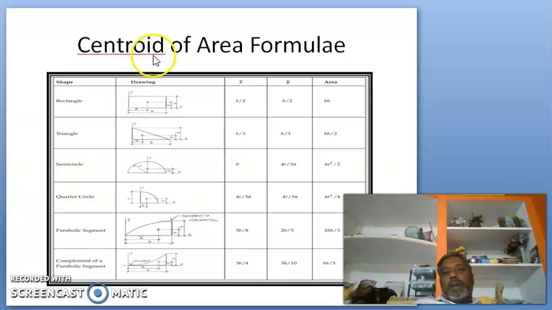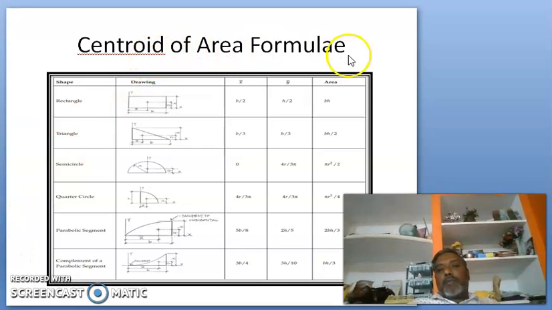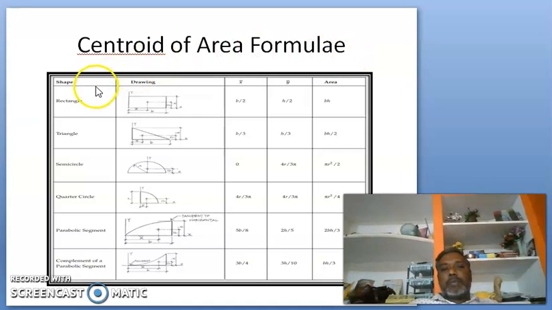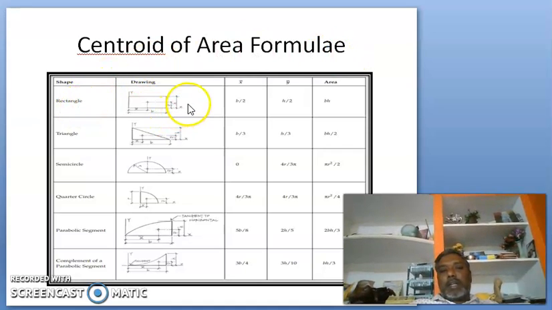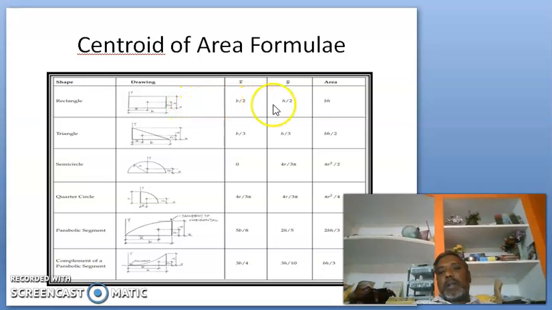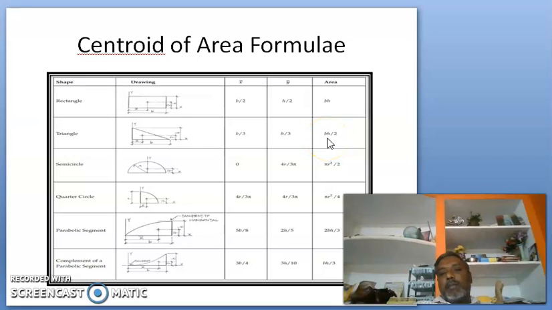So here we have centroid of area formula for certain standard shapes. We have a rectangle where x bar and y bar are given by b by 2 and h by 2, whereas the area is given by bh, which is very well known. For a triangle of this nature, we have x bar equal to b by 3 and y bar equal to h by 3 with area bh by 2, or half bh as we say.